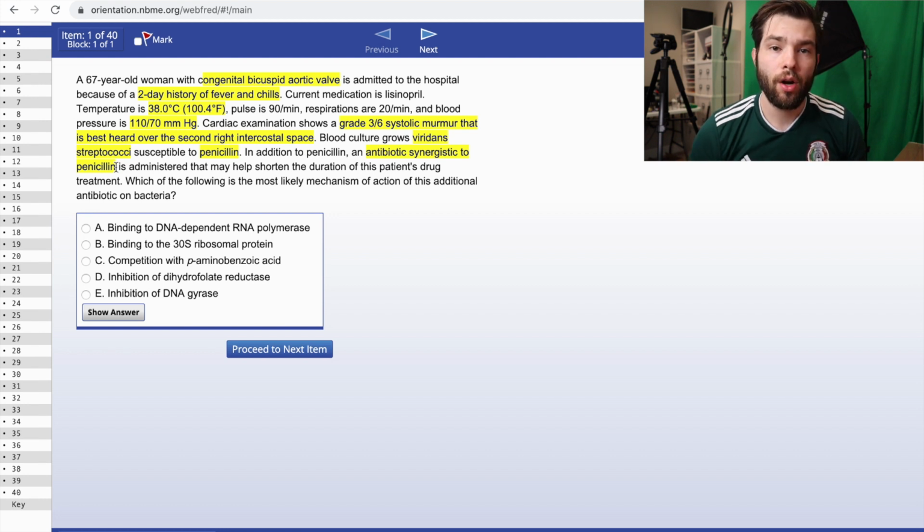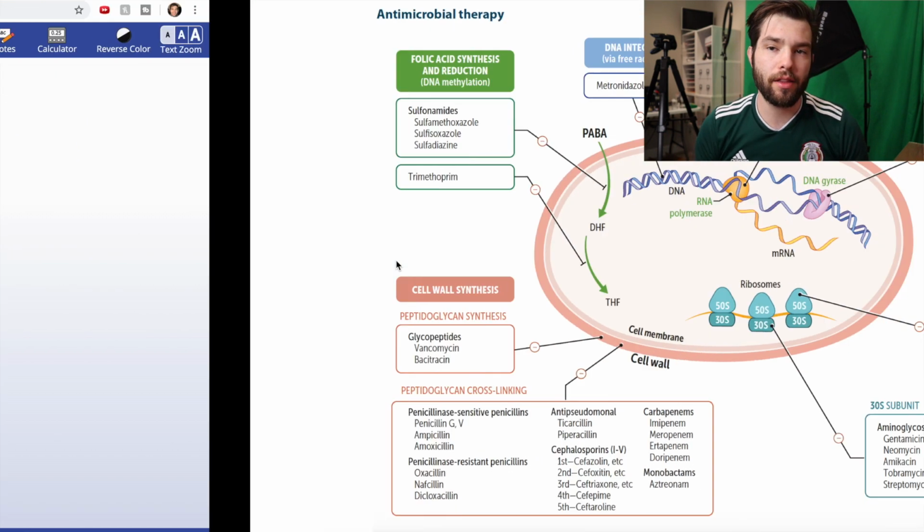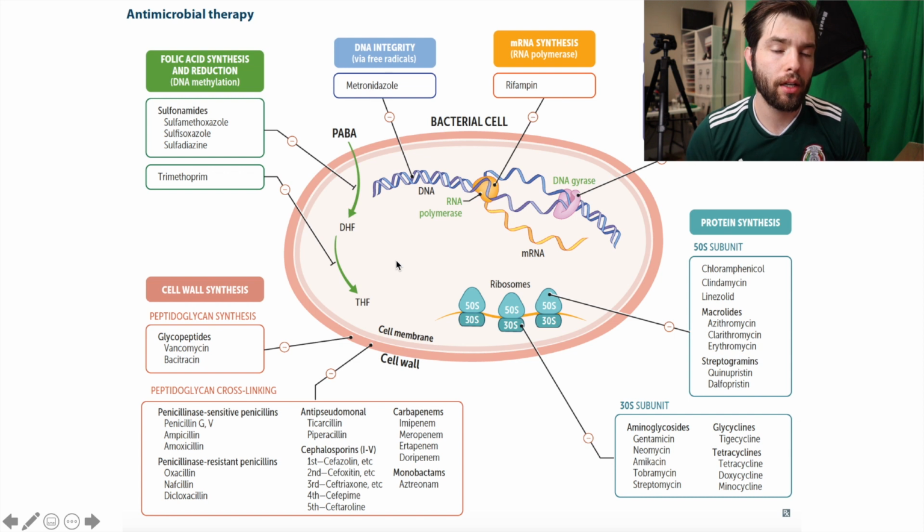So now I'm thinking, okay, what are they going to ask me about aminoglycosides? Is it going to be a side effect? Is it going to be the mechanism of action? Is it going to be resistance? I don't know, but we'll continue reading. So which of the following, it is administered that may help shorten the duration of this patient's drug treatment. Which of the following is the most likely mechanism of action of this additional antibiotic on bacteria? So now I'm looking, okay, they're giving me mechanisms of action. I'm going to need to know which drugs have which mechanisms of action. Now, to do that, that is found in the following page of First Aid.